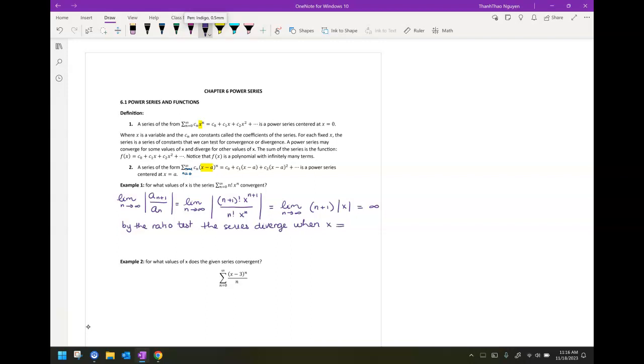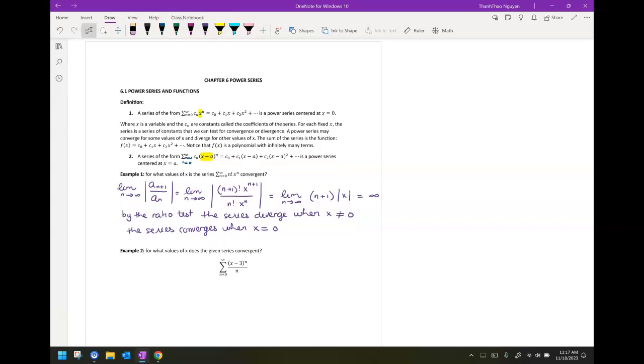When x is not 0, then the limit goes to infinity. What happens when x equals 0? When x equals 0, then this limit goes to 0. So by the ratio test, this series will converge when x equals 0. So here in this case, the series converges for some values of x and diverges for some other values of x, as we can see.